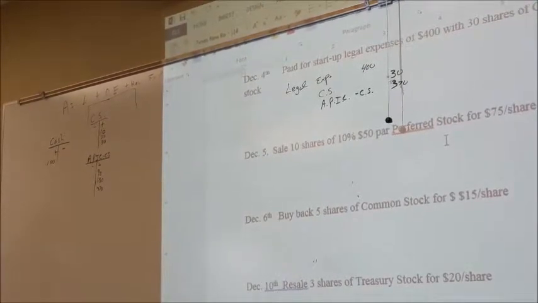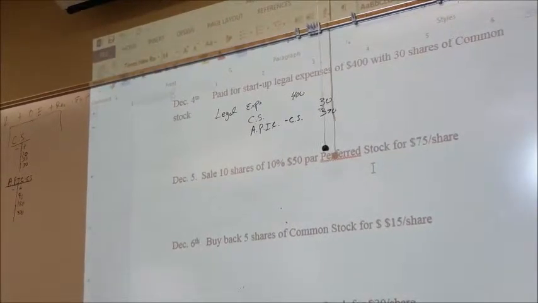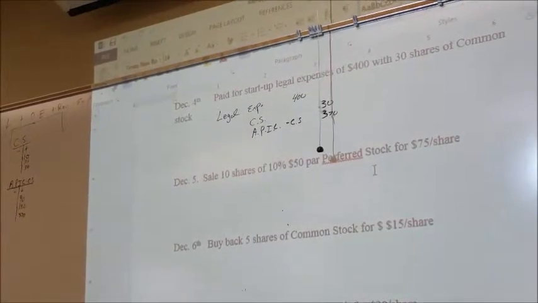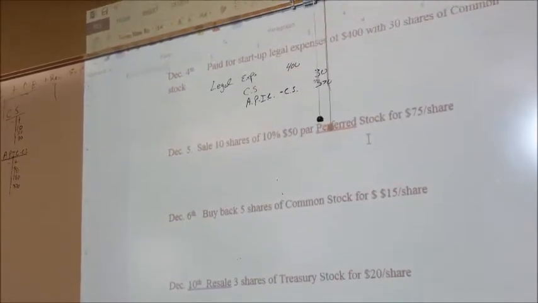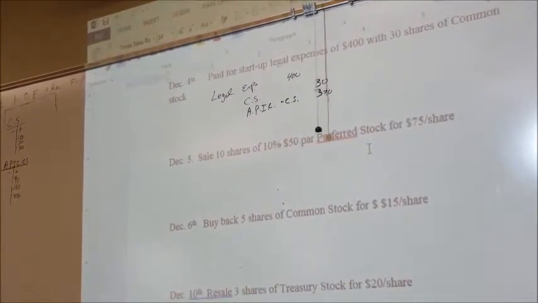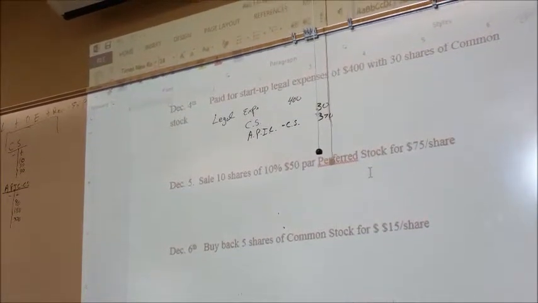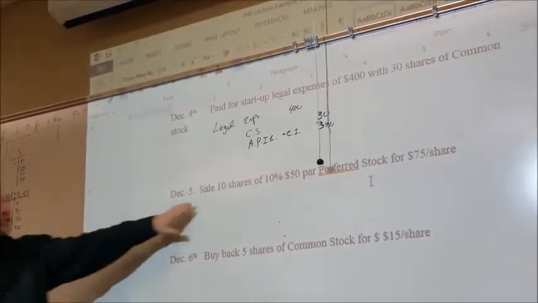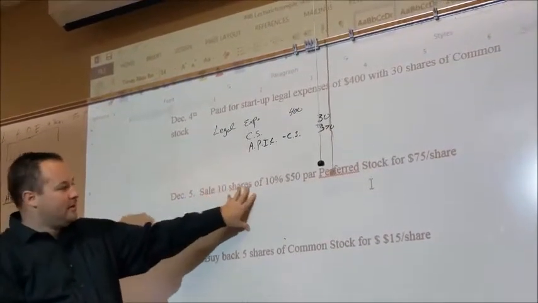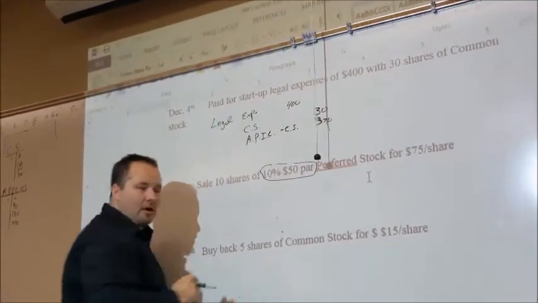Now, on the 5th, we decide to issue our other type of stock. We're tired of giving out ownership, but we still want to raise some money. So we're going to go ahead and offer some of our preferred stock. These guys are really only in it to get the dividends, so unless I plan on giving dividends, they probably won't buy it. So I've issued 10 shares, and remember what this was, 10% of $50 par.